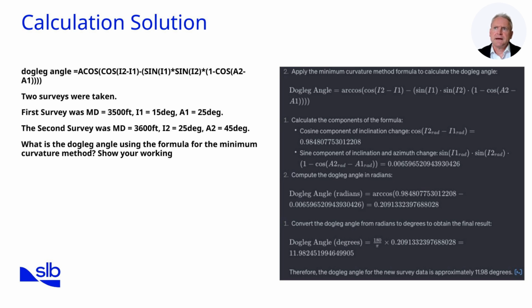0.0066. In an example like this, be aware that rounding errors can have a big impact. Then compute the dogleg angle in radians. The answer should be 0.2091 radians. Now, in order to present the answer in degrees, we need to convert back from radians. So apply the conversion, which is 180 divided by pi, which should give you a dogleg angle of 11.98 degrees.